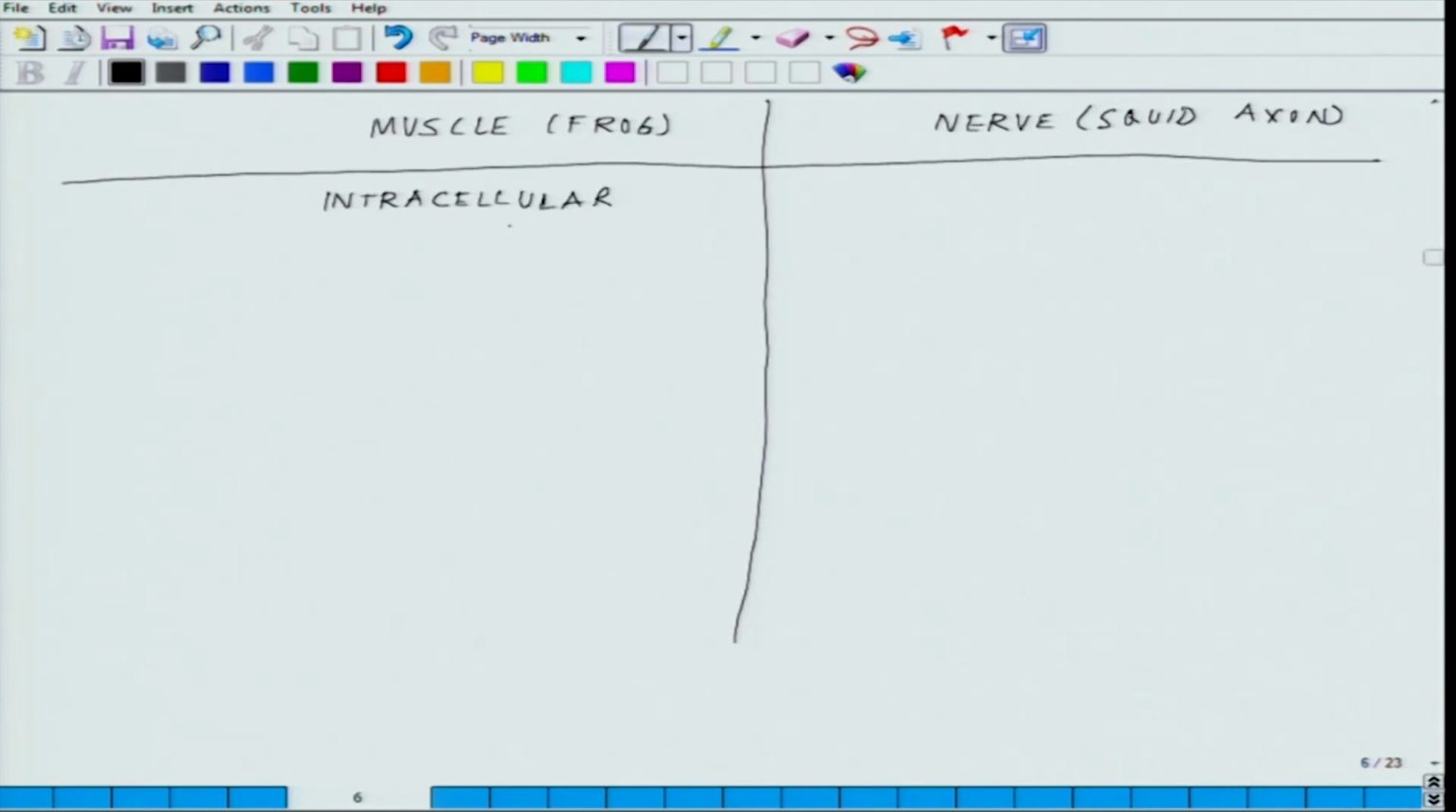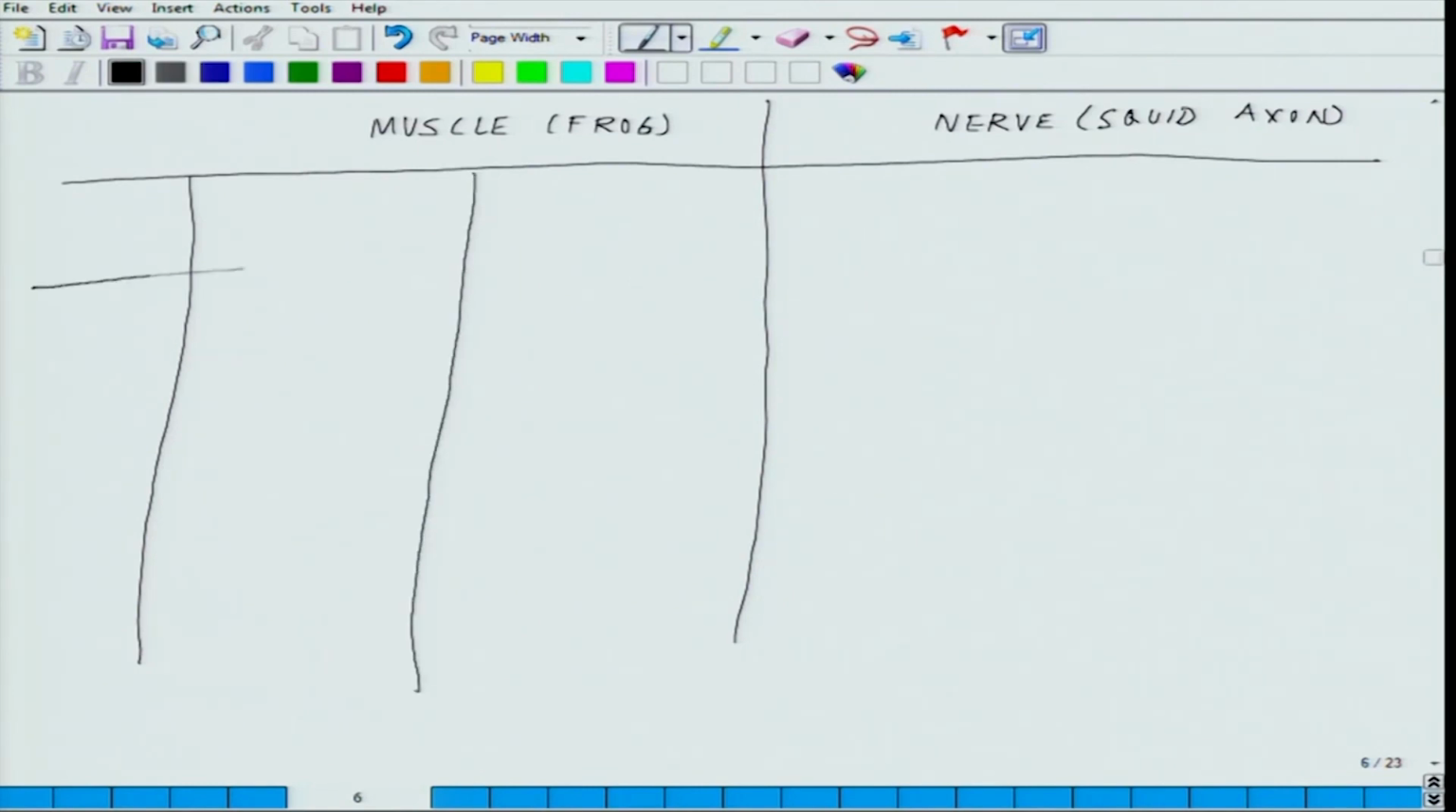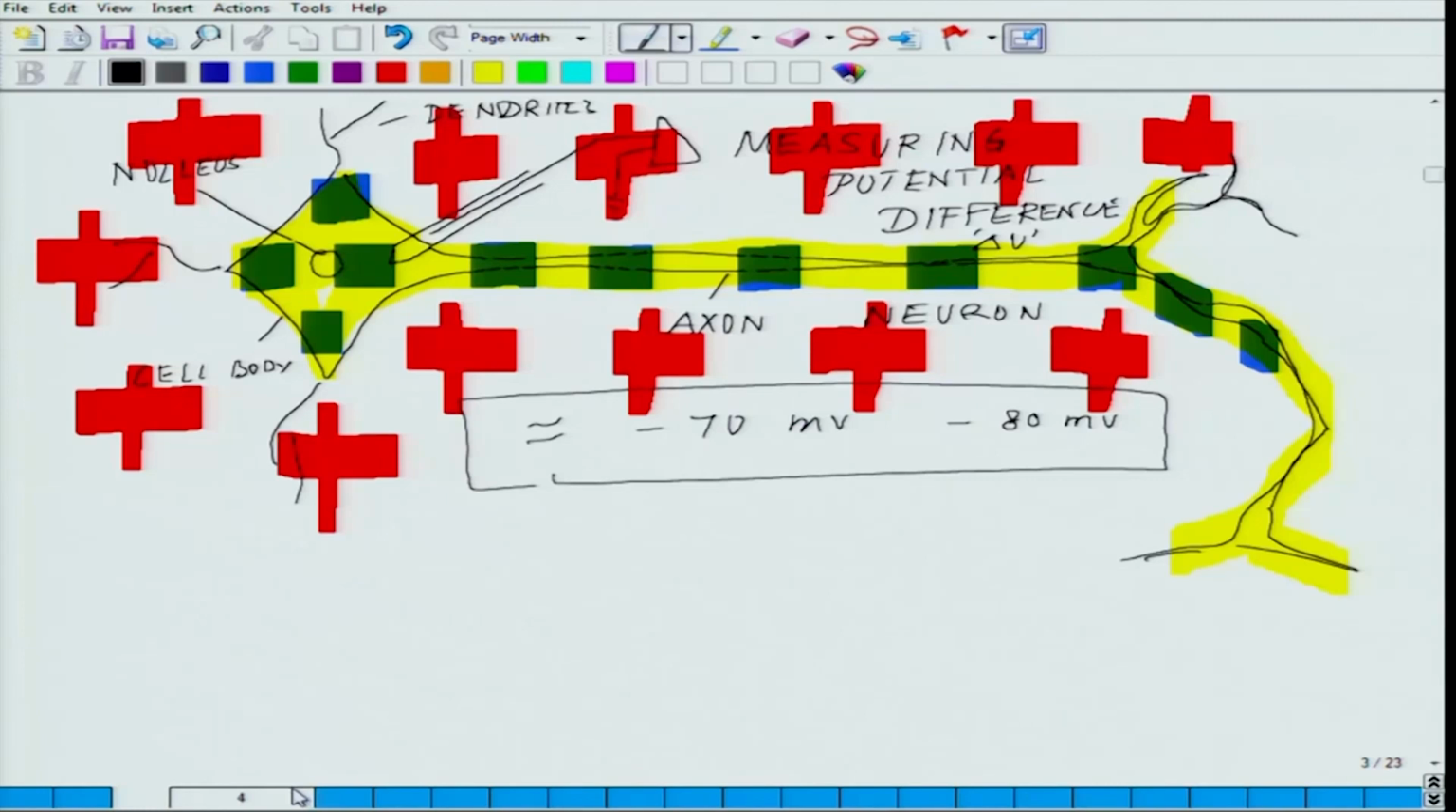We will be looking at the intracellular concentration in millimolar. Sorry, I think I made a mistake here. Let me do it like this. Intracellular in millimolar, and extracellular in millimolar. So, if you go back to the diagram I was drawing for you, out here this is intracellular, that is inside the cell, and this is all extracellular, which is outside the cell.